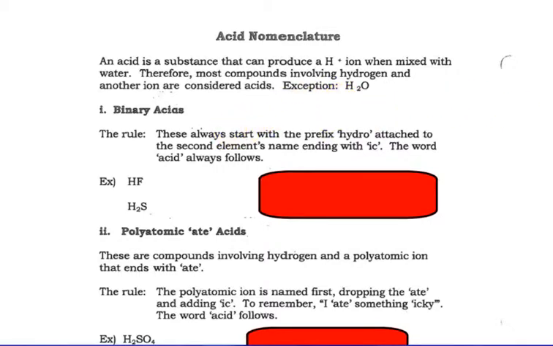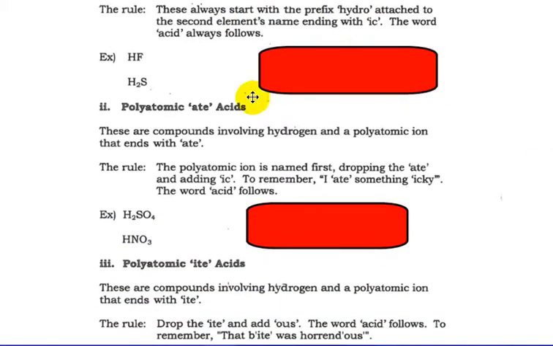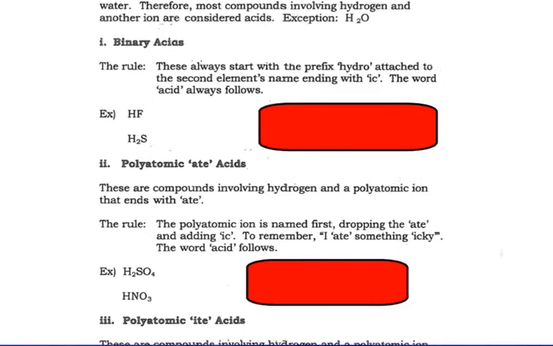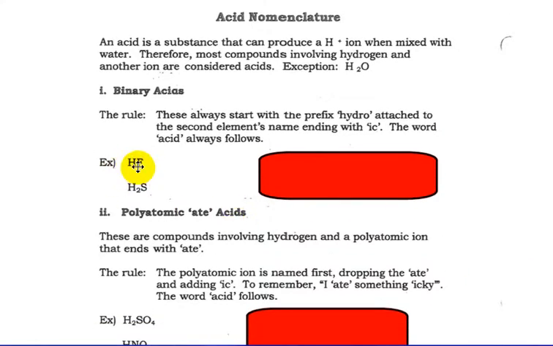So we're going to look at three different types here: binary, polyatomic ending in "ate," and polyatomic ending in "ite." So it has to do with the elements that are combined with hydrogen. If we look at binary acids, binary meaning two, H and only one other element. Of course, those nonmetals end with the ending "ide." So if you look at the rule here, these always start with the prefix hydro. So the prefix hydro is used with all of these in acid naming.